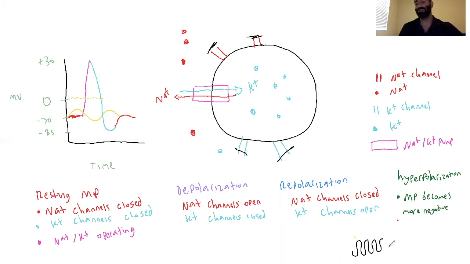And then we want to get the cell back to its negative membrane potential. So now we're going to close the sodium channels, open the potassium channels, potassium goes out, we return the cell to a negative membrane voltage, and then the sodium potassium pumps will have necessary time to restore the cell to its resting membrane potential status.